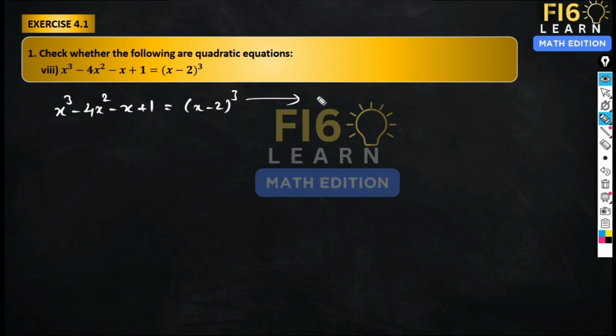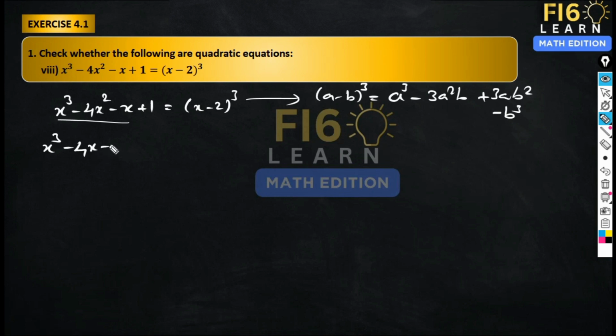We can expand this using a minus b whole cube, that is nothing but a cube minus 3a square b plus 3ab square minus b cube. So we are going to use this formula to expand the right hand side. You don't have to do anything on the left hand side, you can keep that as it is. You will get x cube minus 4x square minus x plus 1 is equal to, instead of a you have to put x and instead of b you have to put 2 here.